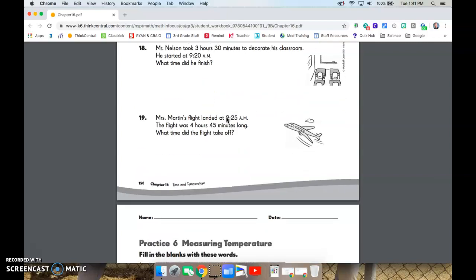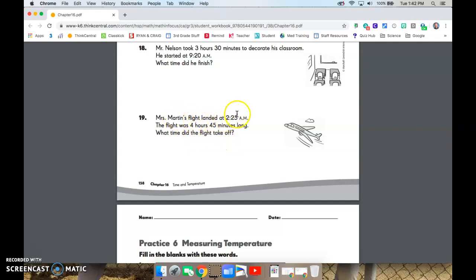And our last one for today. Mrs. Martin's flight landed at 2:25 a.m. Ugh, I've been on those flights before. Not fun. The flight was 4 hours and 45 minutes long. What time did the flight take off?